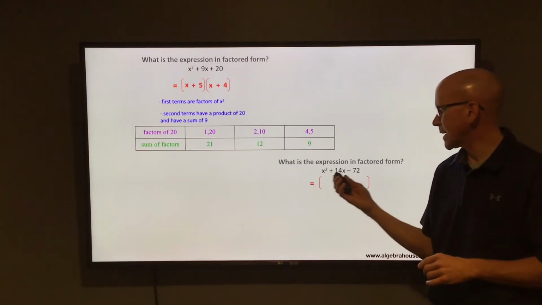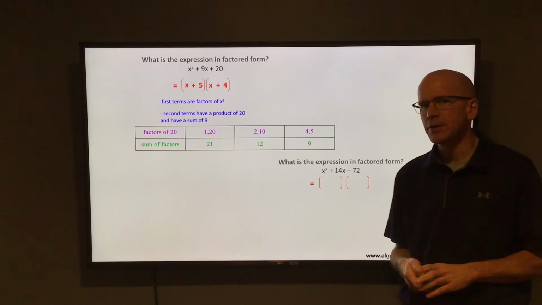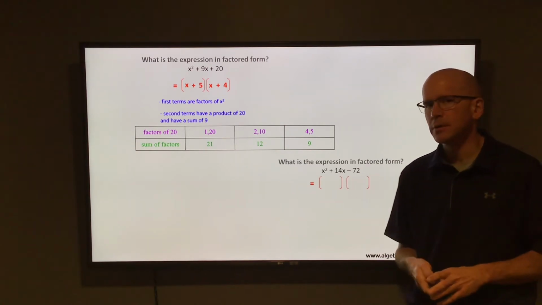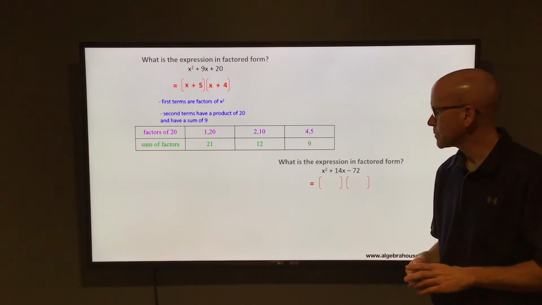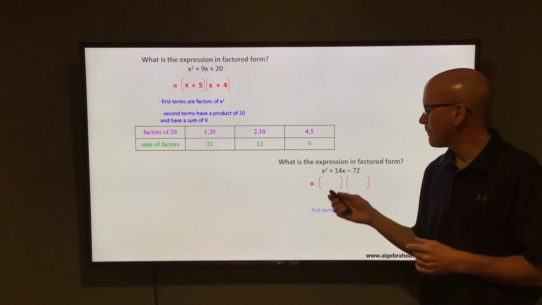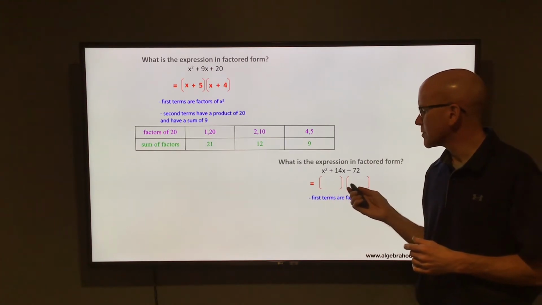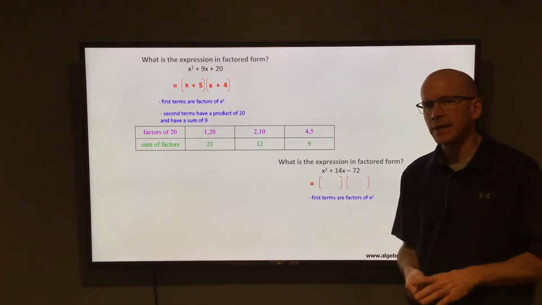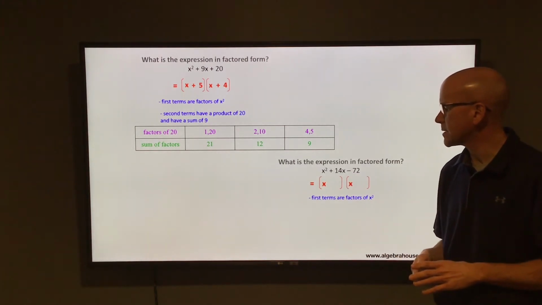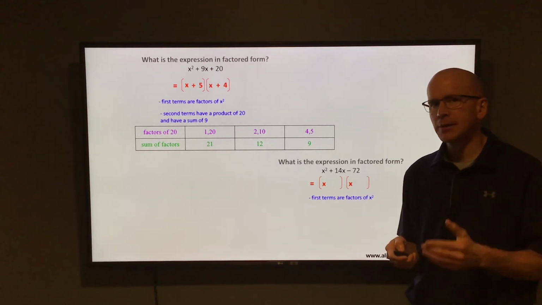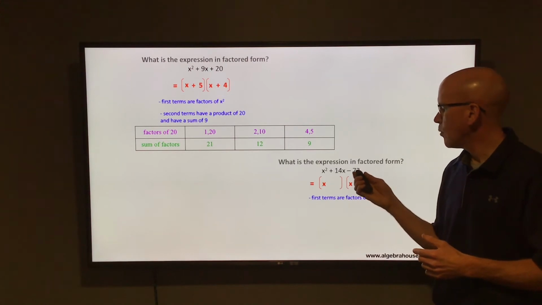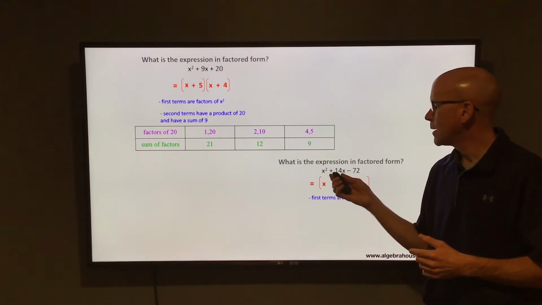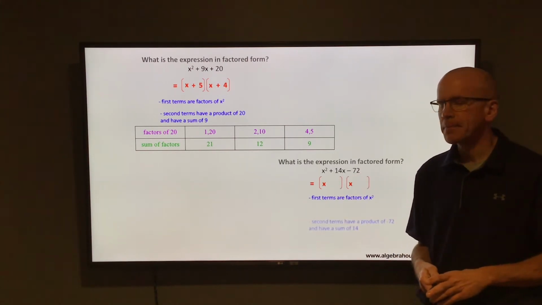Going to factor this x squared plus 14x minus 72. Now we do have a negative here, so this is going to be a little bit more difficult. Again, the FOIL method, the first terms of the two binomials will multiply to make this first term x squared. So again, really no choice there, it's just x and x. But the second terms of these two binomials will multiply to make negative 72 and add to make 14.